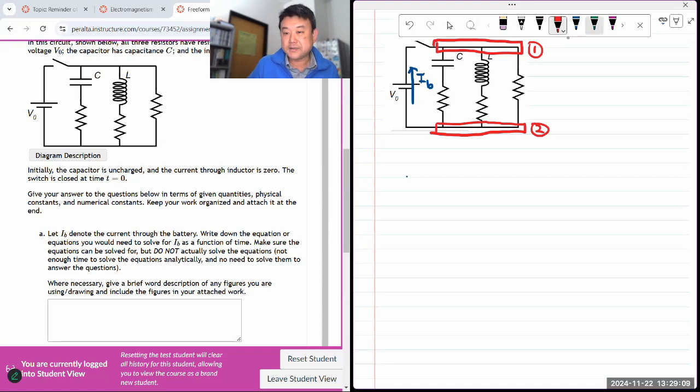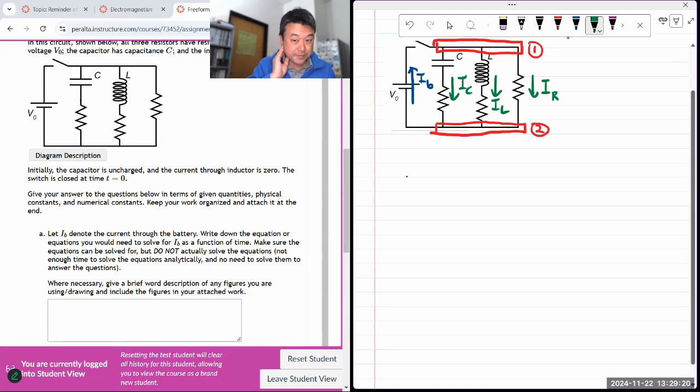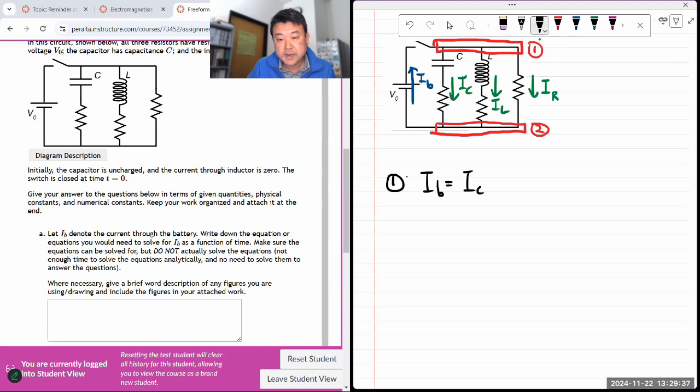So I got these branches. Let me label this IC, this as IL, and this as IR. Okay, this is making me think, I got 4 unknowns. So let's first write down the first equation. Equation 1, let's use junction 1. The incoming current IB is equal to the sum of all 3 outgoing currents, IC plus IL plus IR. And this is junction number 2. If you're tempted to use it, don't use it. It'll basically give you the same equation, so I have to skip it.